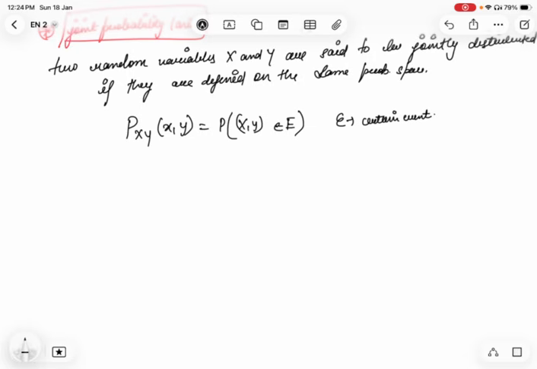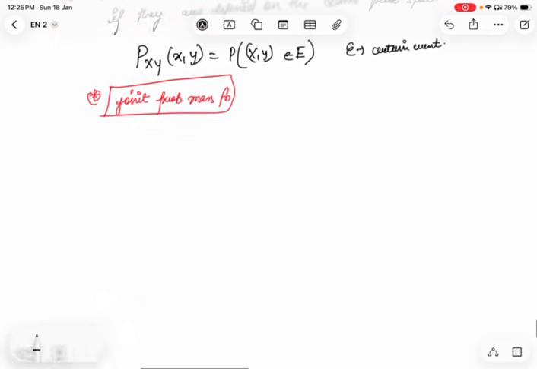Now there is another concept here, that is the joint probability mass function. We have learned about the probability mass function, but here we have to learn about the joint probability mass function. So how will you define the joint probability mass function?